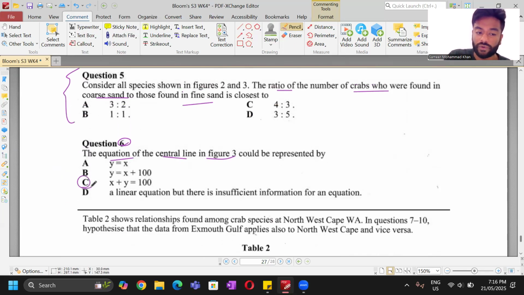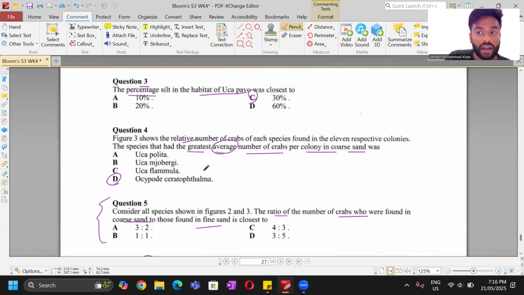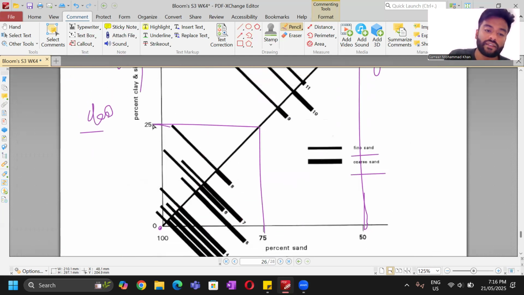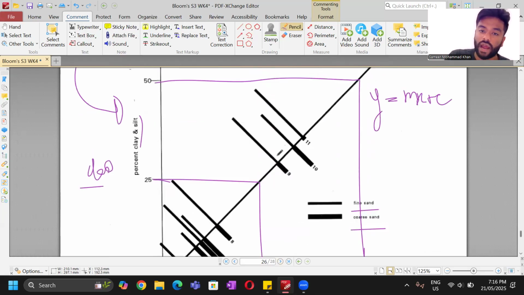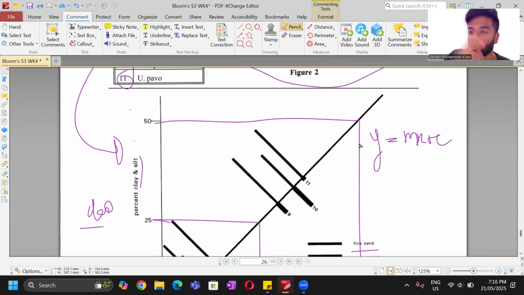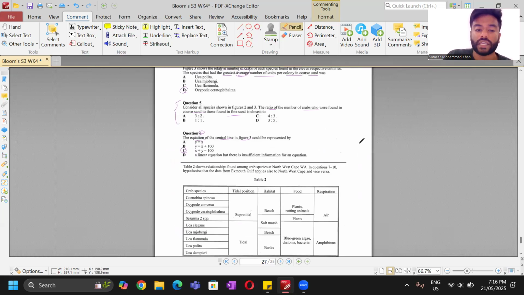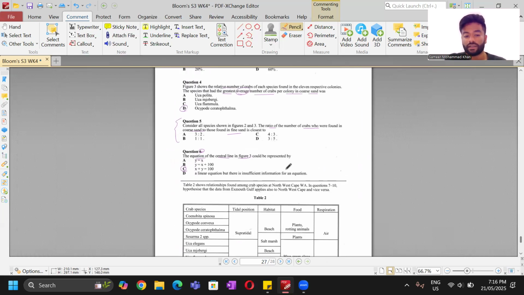What about C though? X plus Y equals 100. That is very accurate, I would argue, because at the end of the day, no matter what Y point and what X point you're adding, they're all adding up to 100. So that's why the answer to 6 is C, all right?